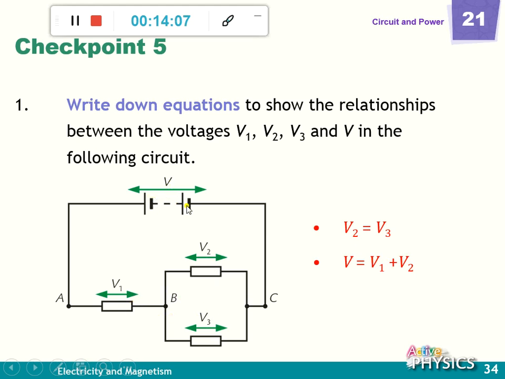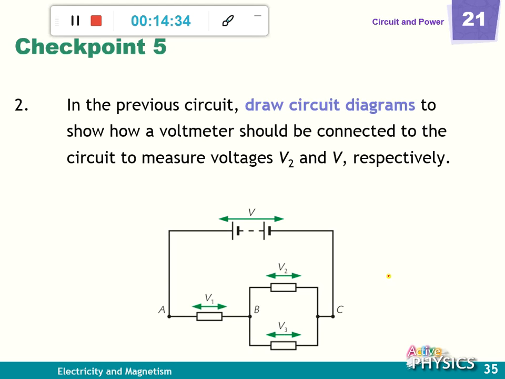The EMF should be equal to the total potential drop, including A to B, V1, and B to C, maybe V2 or maybe V3. So your answer, in an accurate way, maybe this or this. The total EMF is equal to V1 plus V3. They are the same. Okay, either one of them.